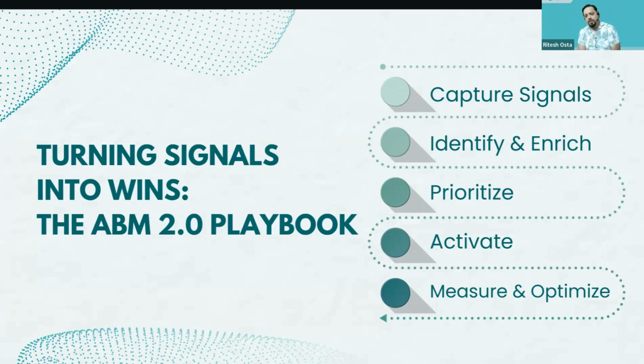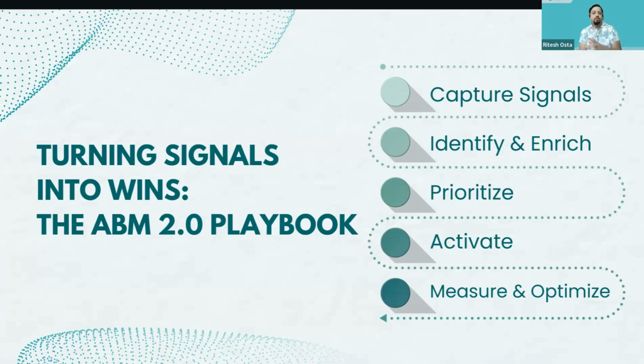Then activate. Activate means reach out to them. Send them emails, send them LinkedIn messages, run ads to them. Run customer match ads on LinkedIn and Google. Activate, and then finally measure and optimize. So that's the playbook. That's the top five steps of the ABM 2.0 playbook. Okay, you have to put all the systems in place, and if you can integrate all the systems in the steps that I just mentioned, this is the playbook for ABM 2.0, right?